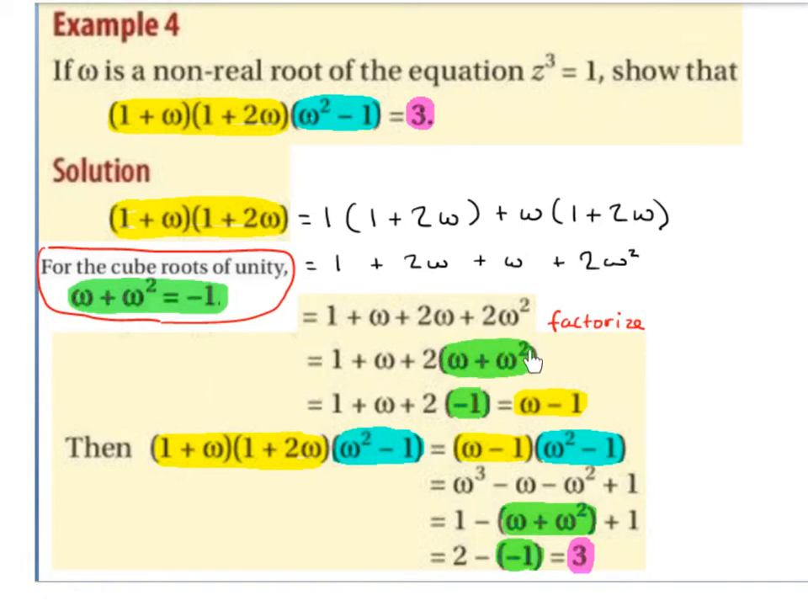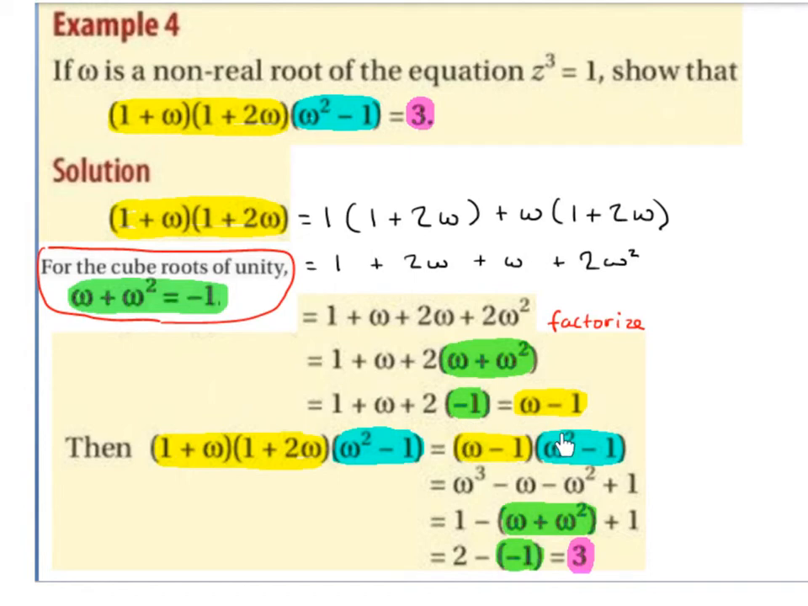Notice that we have w plus w squared, so we can use one of our equations that we set up in the previous slide. One of those equations was w plus w squared equals minus 1. So we swap this for minus 1. So we get 1 plus w plus 2 times minus 1. 2 times minus 1 is minus 2. Minus 2 plus 1 is minus 1. So you get w minus 1. So this is equal to w minus 1, and we swap this for w minus 1 with brackets. And now we're going to multiply in the w squared minus 1.